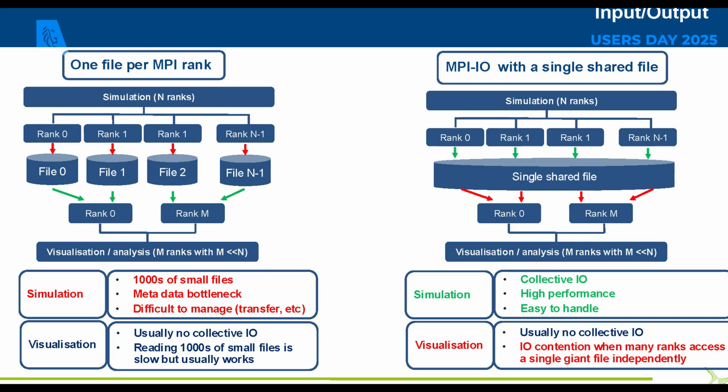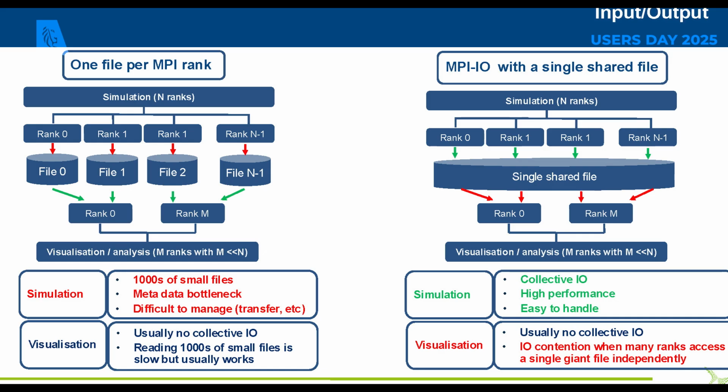Also, having thousands of small files is very difficult to manage at the end. To transfer or just list these files is very difficult. So a better approach is to use, for instance, MPI I/O, which will allow all these ranks to write simultaneously and collectively in a single shared file.